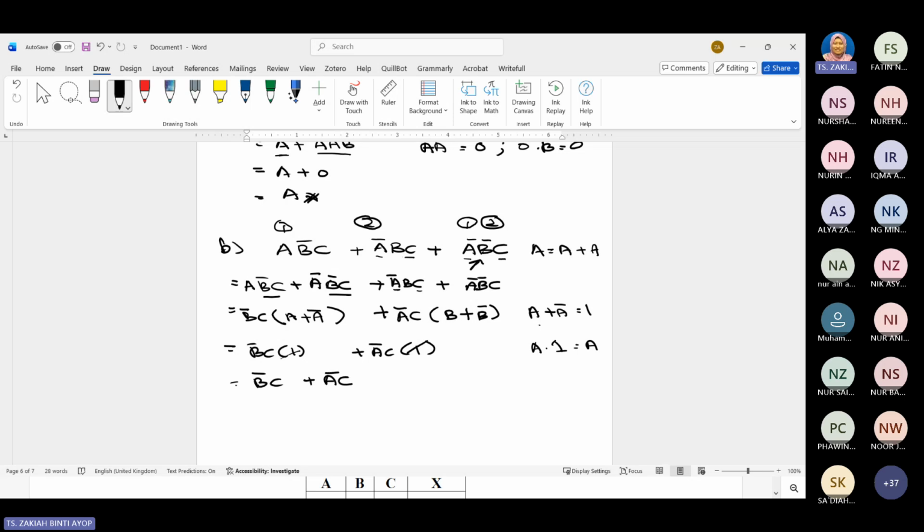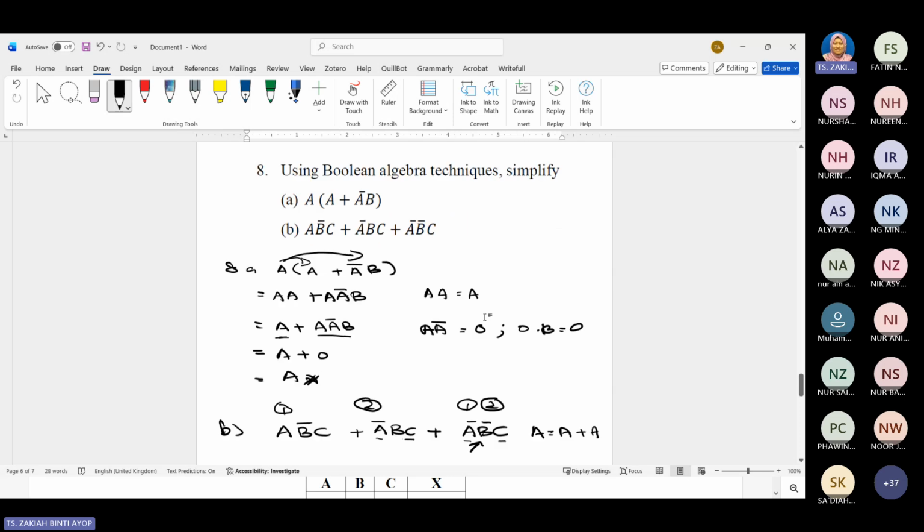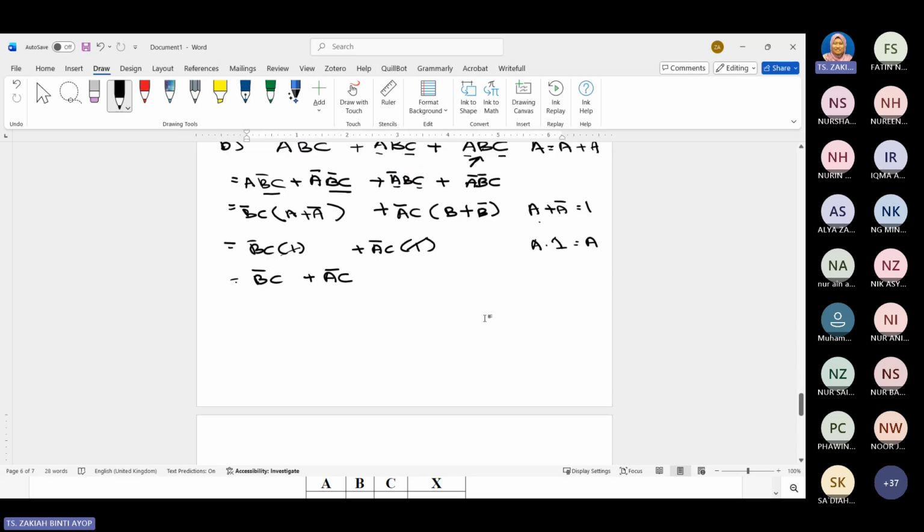Now, can we simplify it again? No, we cannot, because we have different inputs, B bar and A bar. So we cannot do anything else. We just leave it like that. So that is for the simplification. We want to try to simplify it.